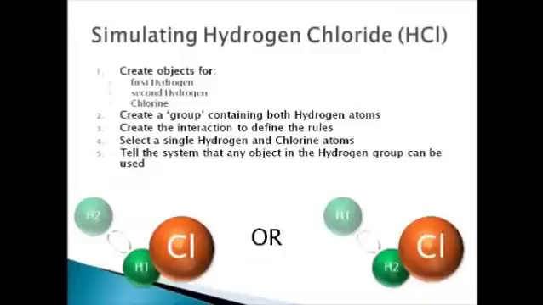In this example, the user will create a tangible system to show the reaction between hydrogen and chlorine to form hydrogen chloride. To demonstrate substitution using groups, two hydrogen atoms will be created, so that either one can trigger the reaction with the chlorine.